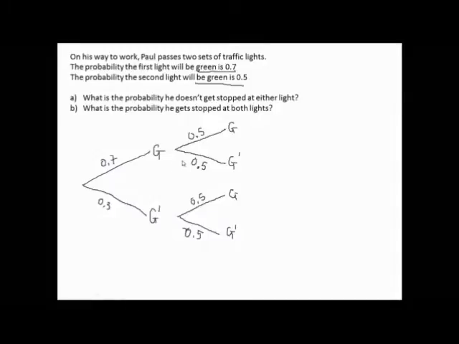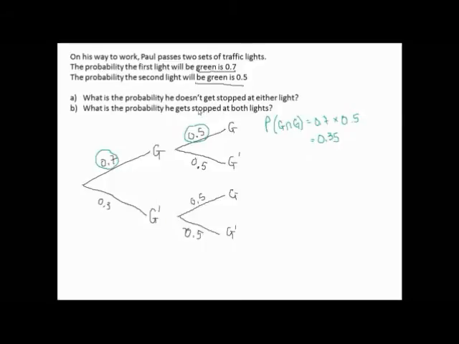Now in A, it says what's the probability he doesn't get stopped at either light. So what that's saying is, what's the probability both lights are green? I'll use a green pen for that. So that's this probability times this probability. So we're saying, okay, what's the probability I have a green light and I have another green light? So that's 0.7 times 0.5, which is 0.35. So there's a 35% chance that both lights are green.